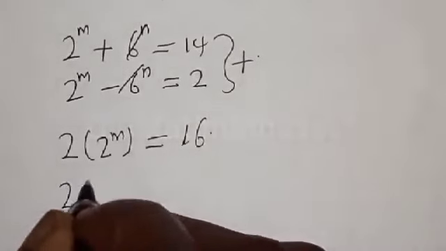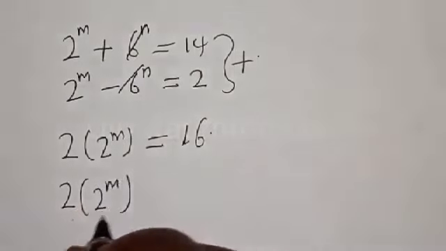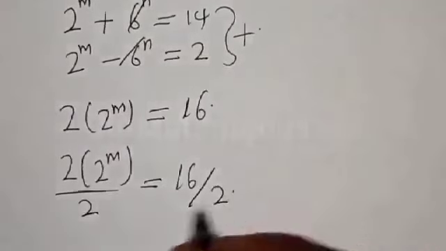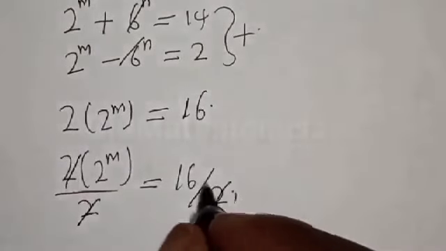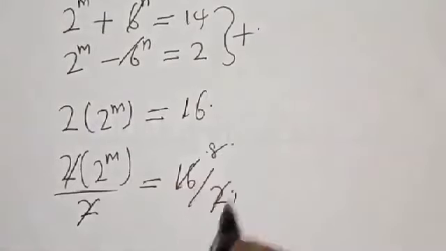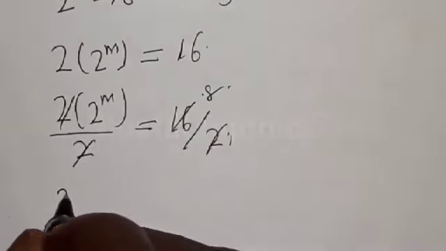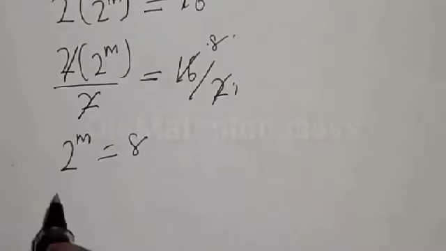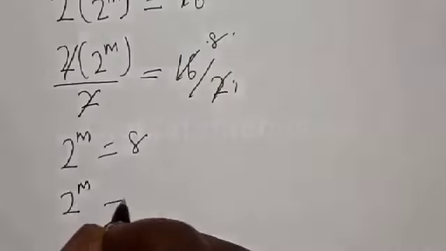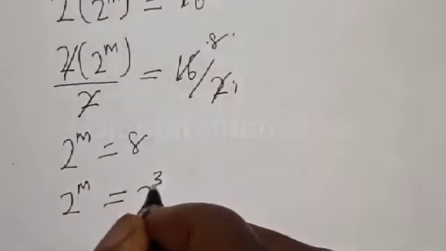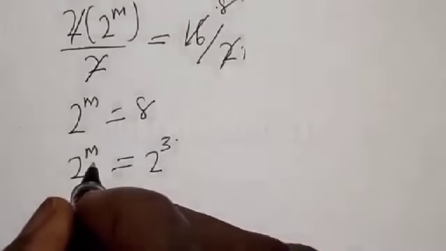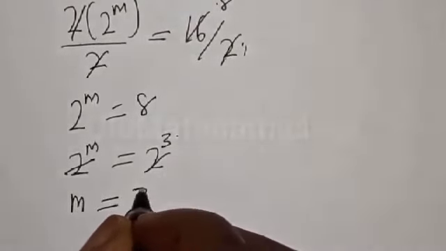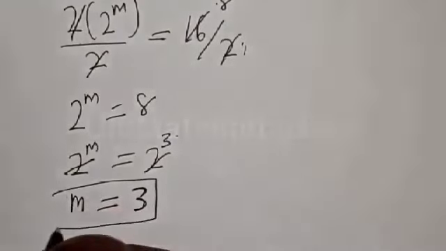We have 2 times 2^m divided by 2 is equal to 16 divided by 2. The 2s cancel, and 16 divided by 2 is 8. Then we have 2^m is equal to 8, which is 2 raised to the power 3. Then they have the same base, so m is equal to 3. That is the value of m.